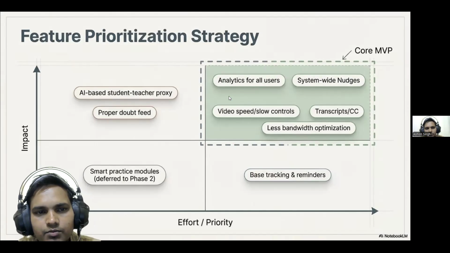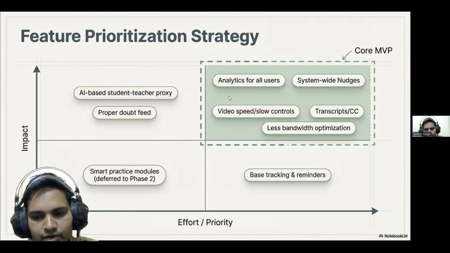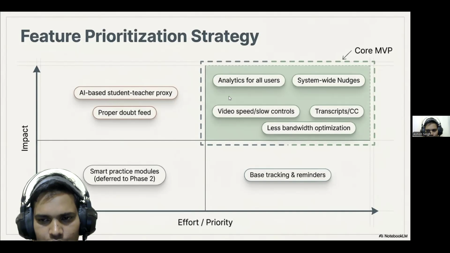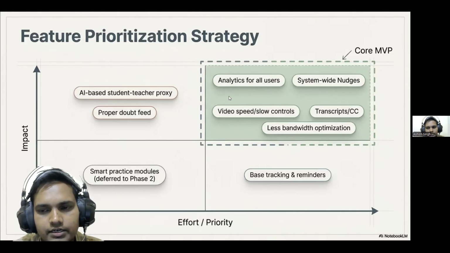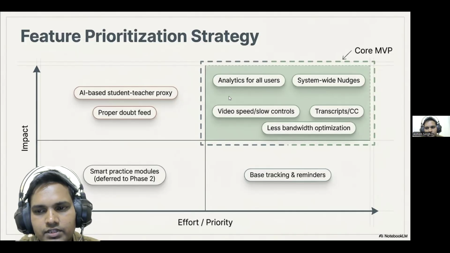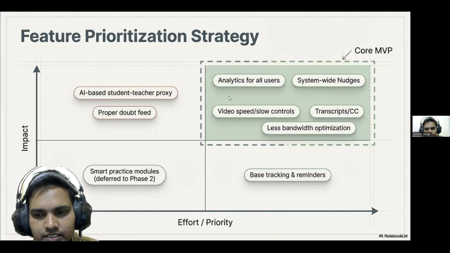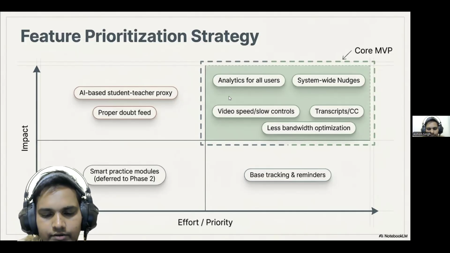Now, the feature prioritization strategy. On the y-axis we have taken impact, and on the x-axis we have taken effort and priority. Accordingly, I have chalked down some items: analytics for all users, including learners, admins, teachers, and content creators. System-wide nudges are very important because they help without giving users a tutorial. Then transcripts, video speed controls, and low-bandwidth optimization. These are the technical things we have to take care of when prioritization is required.